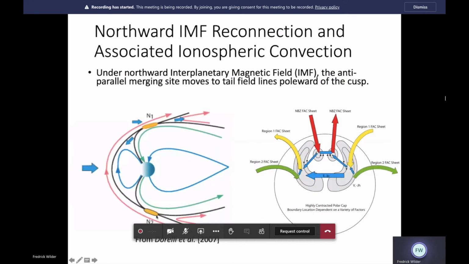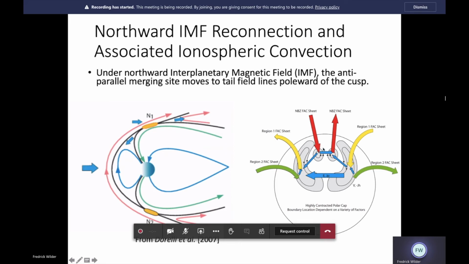Now, what happens if the magnetic field in the solar wind is pointing northward? Well, it's no longer anti-parallel at the day side. Although, as I showed, it doesn't have to be anti-parallel. You can actually get lots of reconnection, and we've been seeing that with MMS. But where you get most reconnection is actually closer to the poles, in these lobe tail magnetic field lines that are open poleward of the cusp. And that leads to these jets that move sunward, and so you actually see reverse sunward convection.